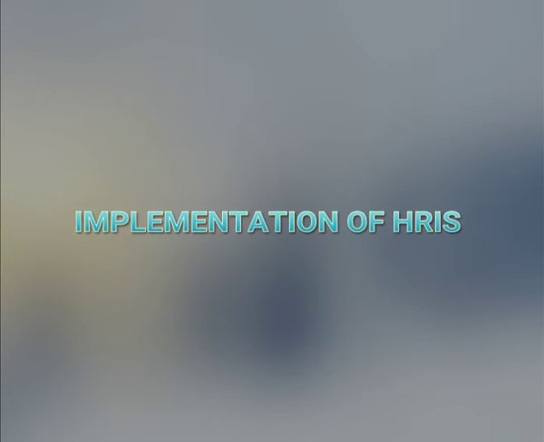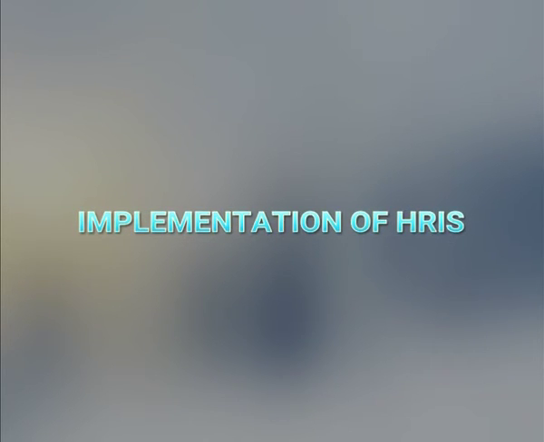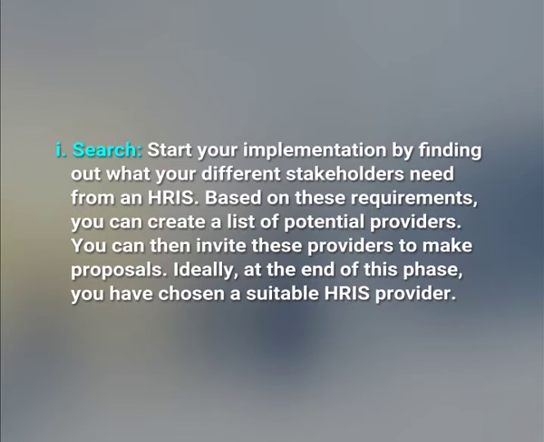Implementation of HRIS. HRIS implementation takes place in 6 steps. Number 1, search. Start your implementation by finding out what your different stakeholders need from an HRIS. Based on these requirements, you can create a list of potential providers. You can then invite these providers to make proposals. Ideally, at the end of this phase, you have chosen a suitable HRIS provider.